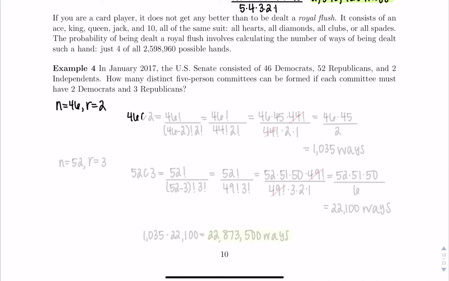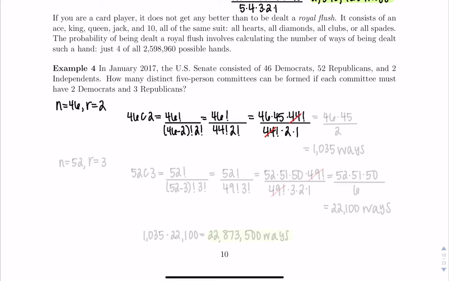So we have 46C2, and that's 46 factorial over 46 minus 2 factorial times 2 factorial, or 46 factorial over 44 factorial times 2 factorial, and that's 46 times 45 times 44 factorial all over 44 factorial times 2 times 1.